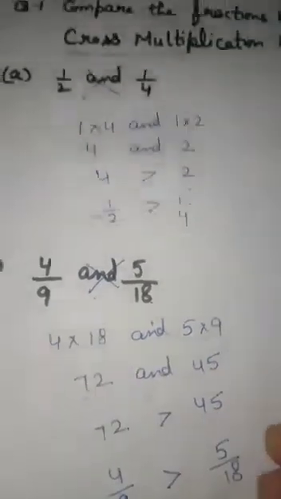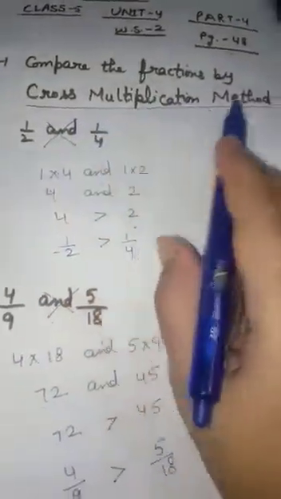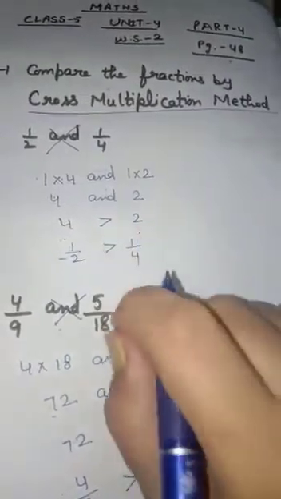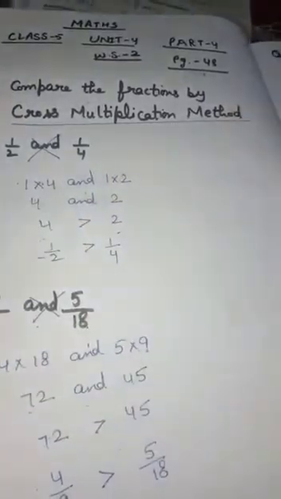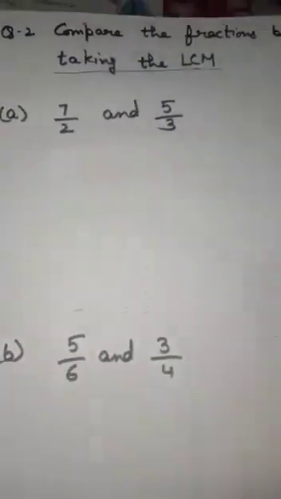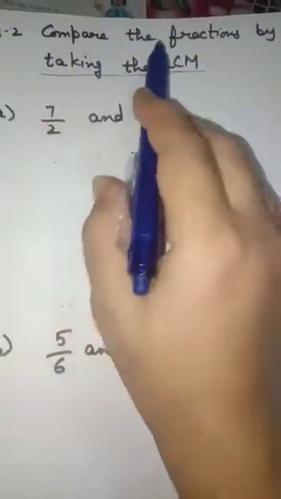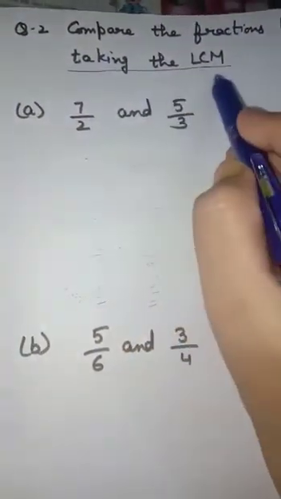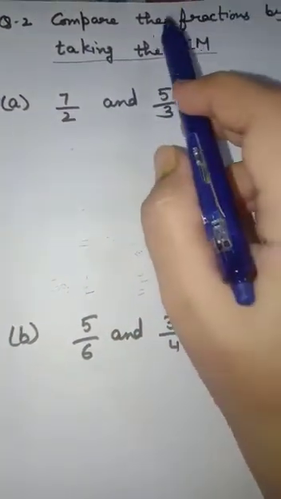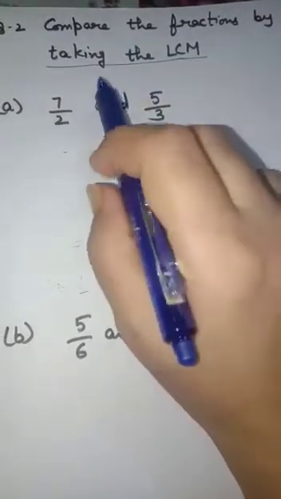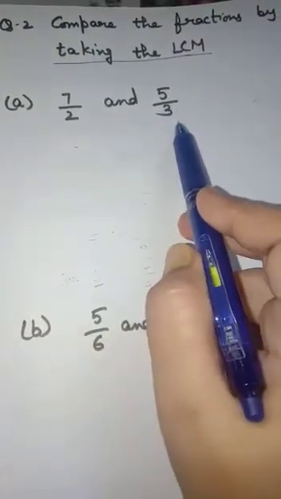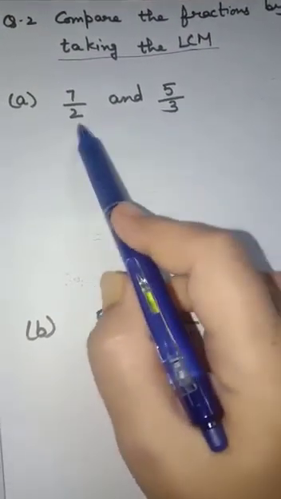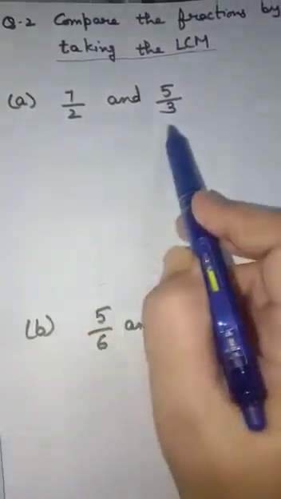Okay, this is the method, the cross multiplication method. The remaining parts of this question you will do on your own. These are very simple. Now let's move to another method, which is to compare the fractions by taking the LCM. We have to compare the fractions by taking the LCM of denominators. Here in the first part, 7 by 2 and 5 by 3. Two fractions are given. We will compare by taking the LCM of the denominators.